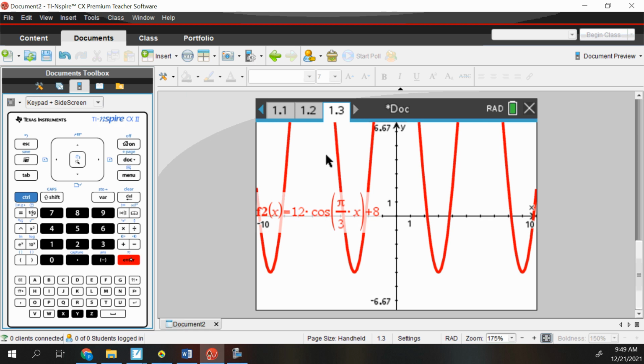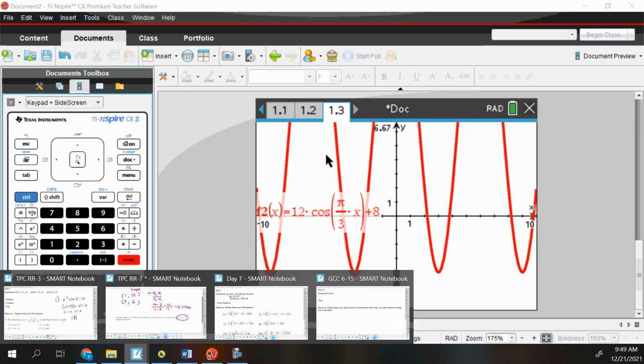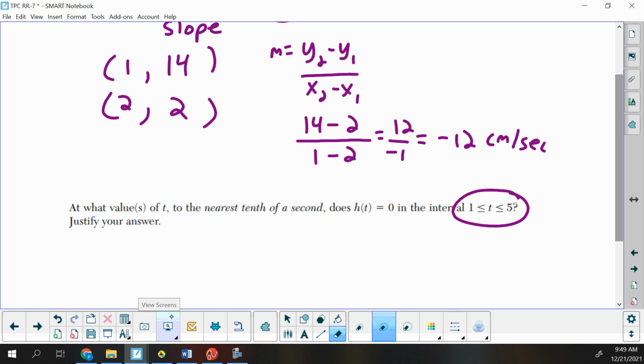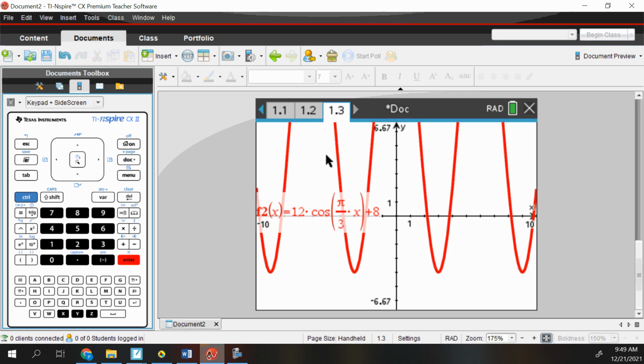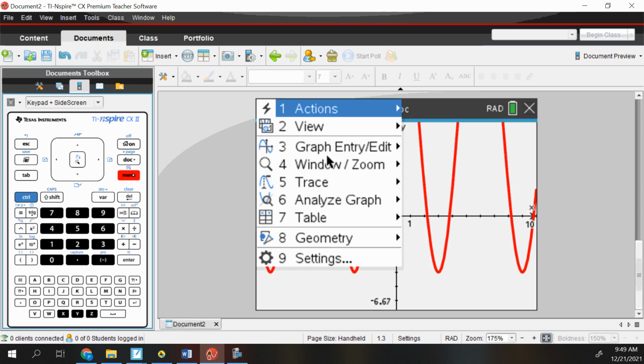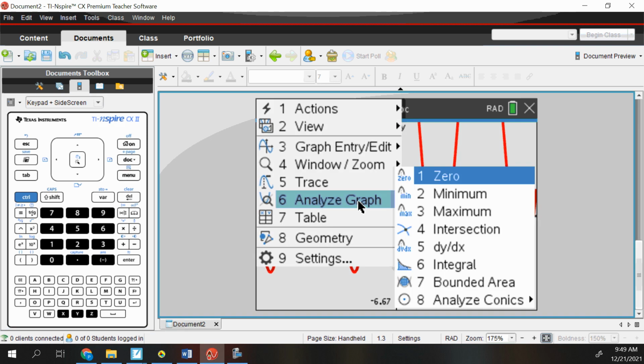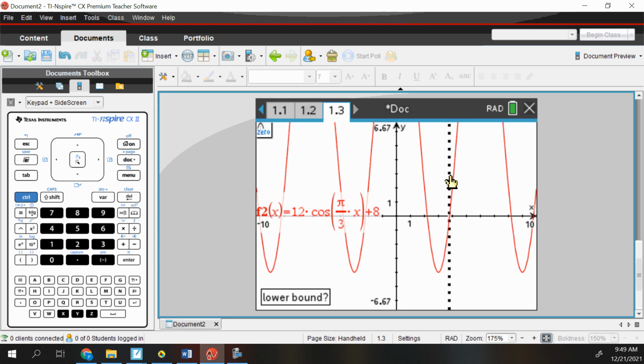Well, we wanted on the interval from 1 to 5, we want to know when it's equal to 0. Well, it's equaling 0 when it crosses the x-axis. So just based on our scale, you've got 1, 2, 3, 4, 5. It looks like it's crossing twice on 1 to 5. So we've got to do menu. When you're working on a graph, the most common thing you use is analyze graph. And we want to find the 0.